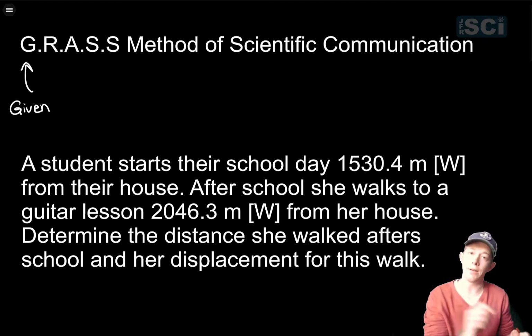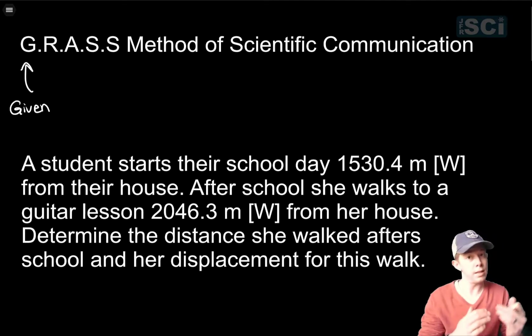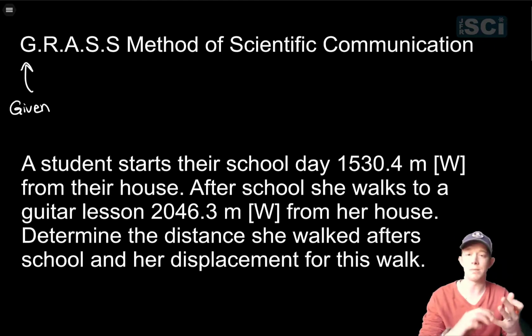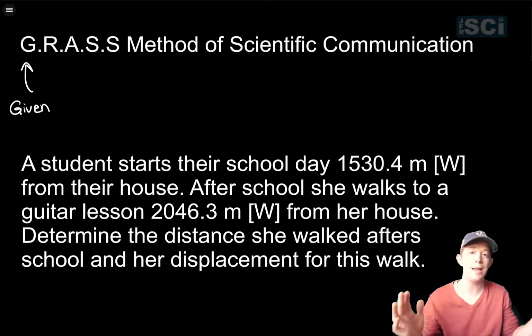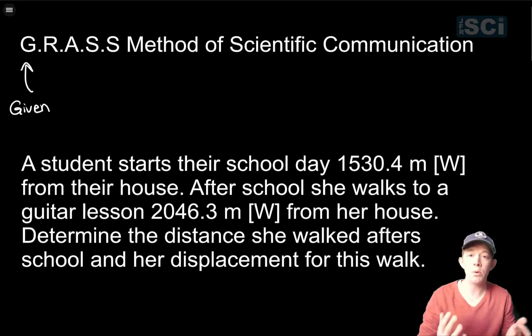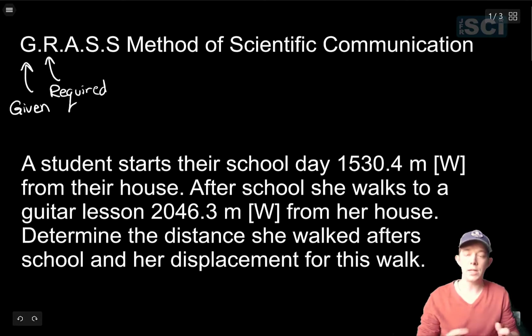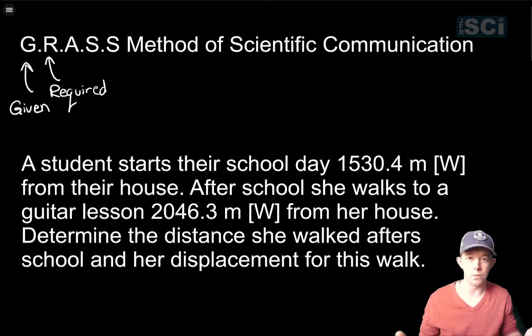This might be just highlighting from the question. It might be making a list of given things in the question, like distance, displacement, velocity, time, anything along those lines. And then what we want to do is identify from the question what the heck we're looking for. And that's our required. So that's the required. We're trying to list what are we looking for.